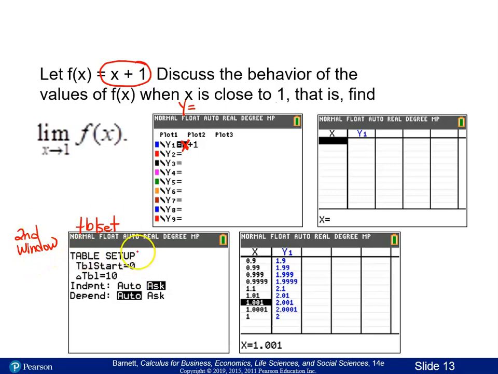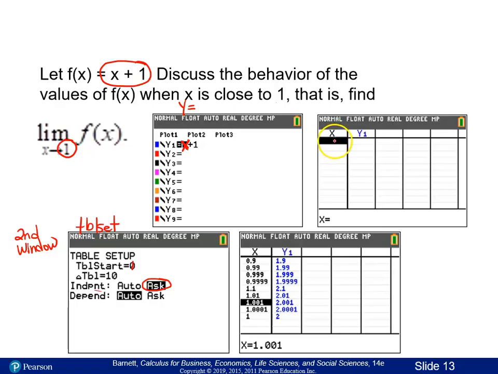Okay, so on the table set, I usually just started at 0. Since 1 is what you're interested in here, you could also have started it at 1. That would be fine. It's really not going to matter what you're starting these at. If you choose for the input, if you put auto, then it's going to start at 0 and go up by tens, and that can be helpful, but for this particular problem, it's better if you choose ask, because it's going to let you choose your x's.